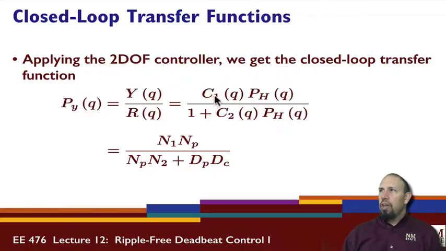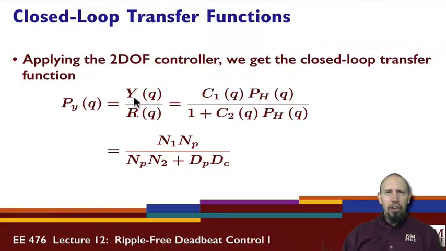Okay, in terms of C1, C2, and P, the H transform of P. So this has numerator N1 over DC. This has numerator NP over DP. This has transfer function N2 over DC. And so when we simplify this in terms of the polynomials, this is what I get. So there's my transfer function. That's the transfer function from the reference to the output.